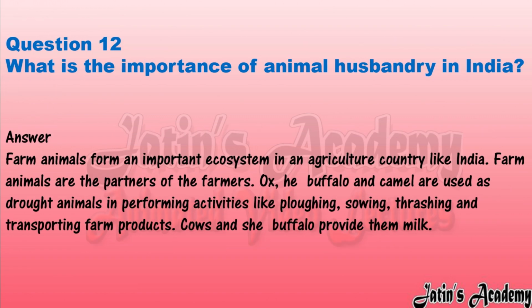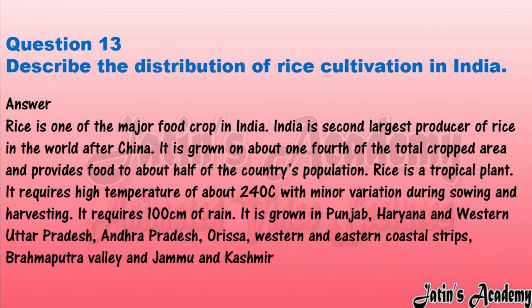Question 12: What is the importance of animal husbandry in India? Answer: Farm animals form an important ecosystem in an agricultural country like India. Farm animals are the partners of the farmers. Ox, he-buffalo and camel are used as draught animals in performing activities like plowing, sowing, thrashing and transporting farm products. Cows and she-buffalo provide them milk.